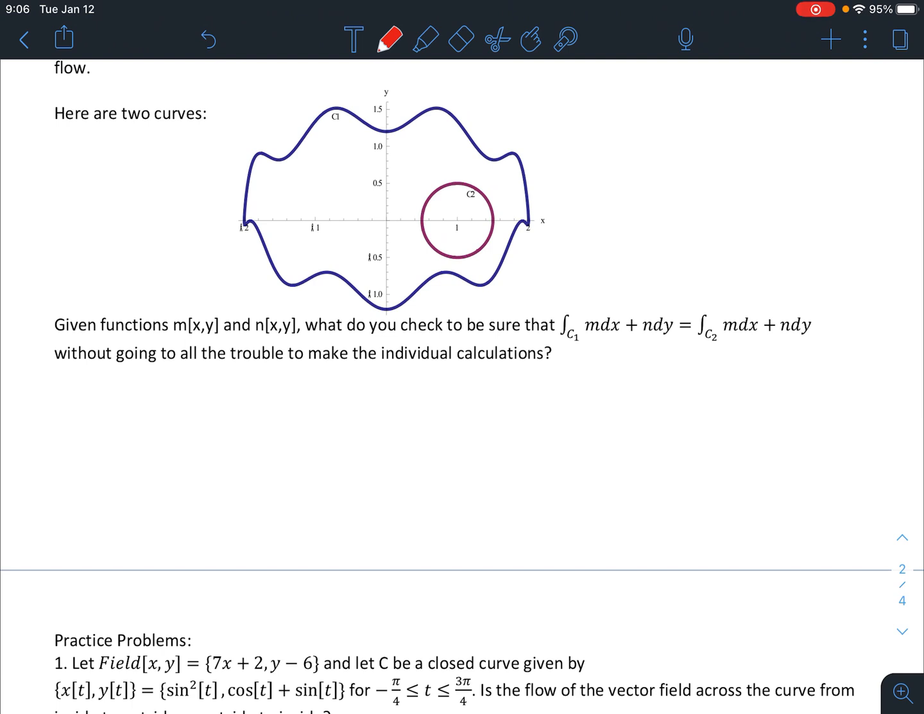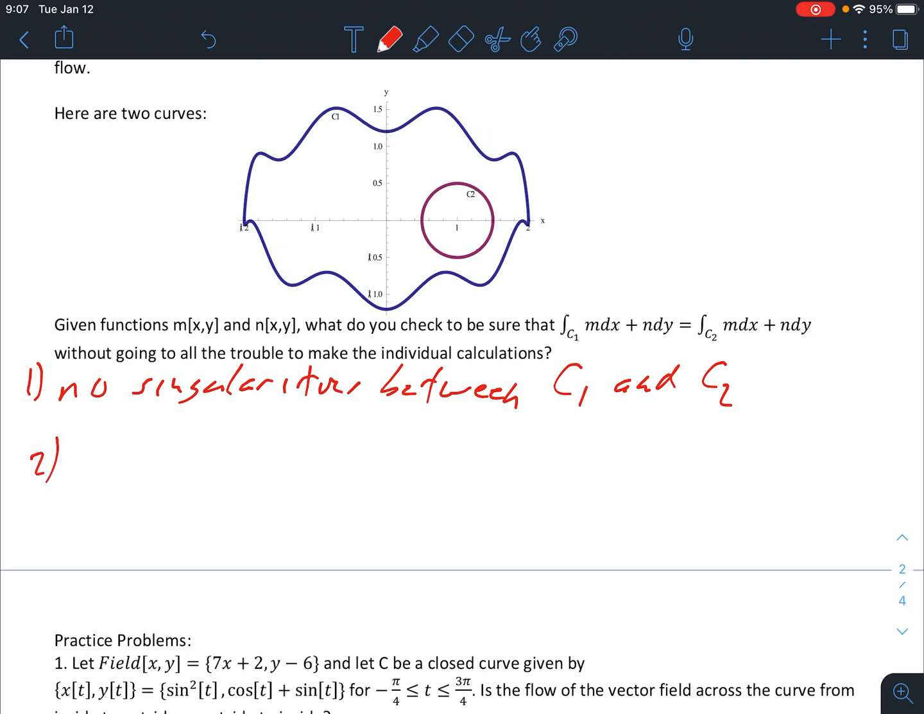We have two curves here. Given functions m and n, what do you check to be sure that these two integrals are equal without going through all the trouble to make calculations? Okay? So there's two things that you're going to check. Obviously, you have to make sure there's no singularities between the two. So no singularities between C1 and C2. If there's one inside of C1, inside of C2, which then would also be inside of C1, that's fine. Or if there's one outside of both of them, that's fine as well. But as long as there's not any between the two.